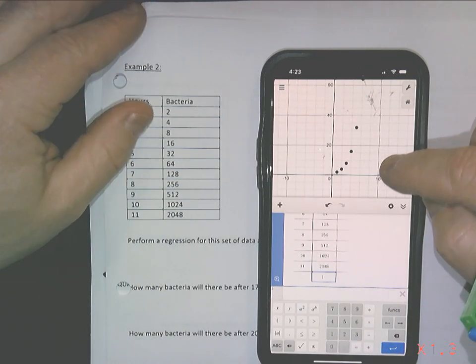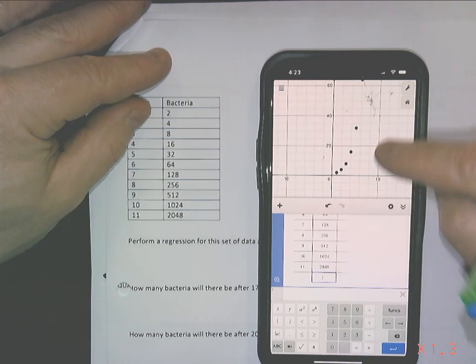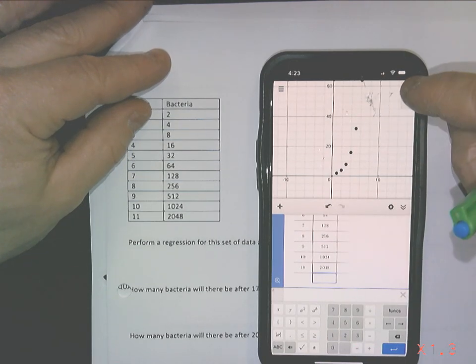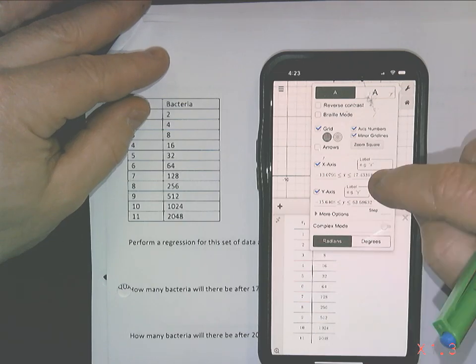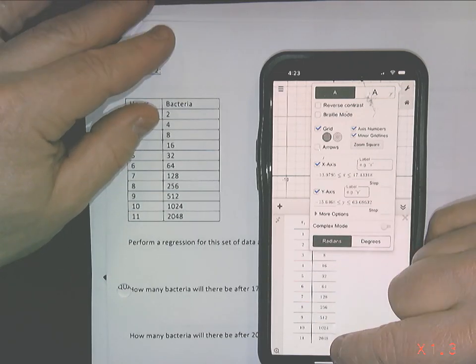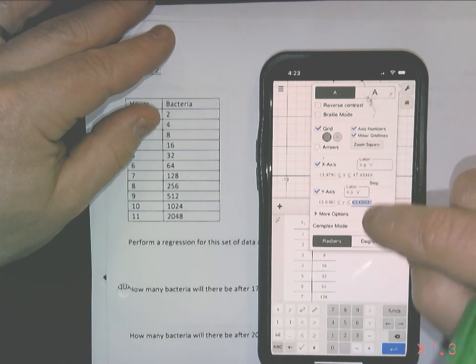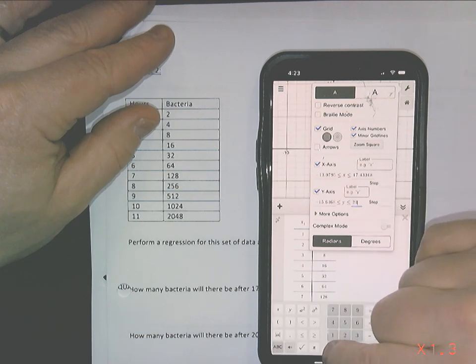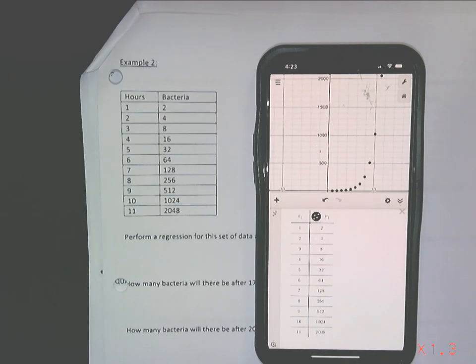Okay. Now I look at that graph. Again, I'm going to get the right window because right now I'm missing some points up here. So I'm going to make sure X goes at least to 11. Right now it's going to 17. That's fine. But my Y should go at least to 2048. So I'm going to make it go 2100. And there's my picture. And it's pretty obvious what that is. Exponential growth.